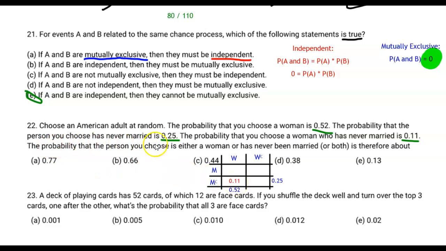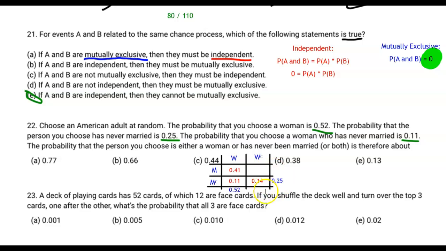What's the probability that the person you choose is either a woman or has never been married? Well, let's see. We can fill out the rest of the cells in this table by simply finding the other joint probabilities. For example, 0.52 is equal to 0.11 plus something else up here, which we can find very easily by subtraction. We can similarly find this joint probability, which is not a woman and also never married.